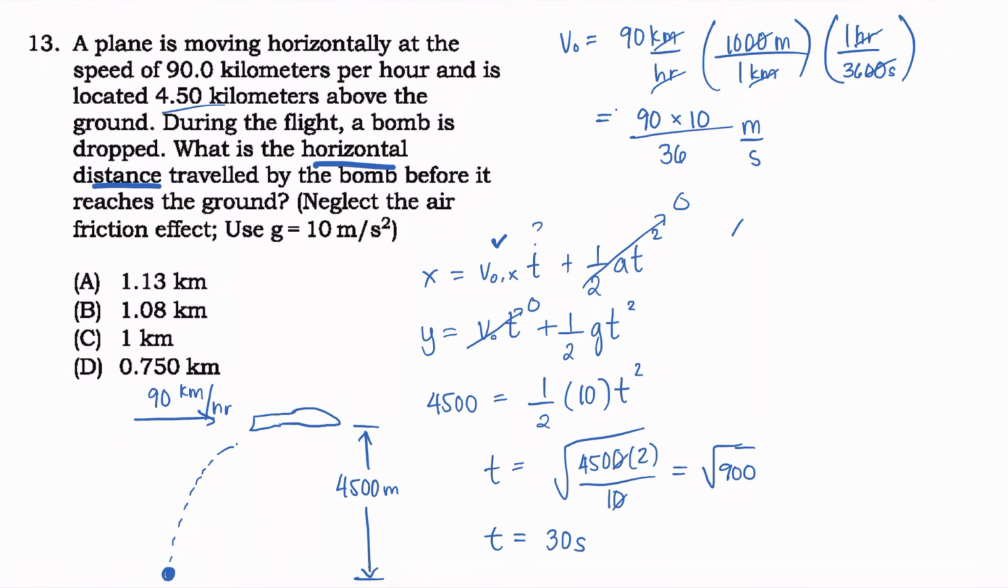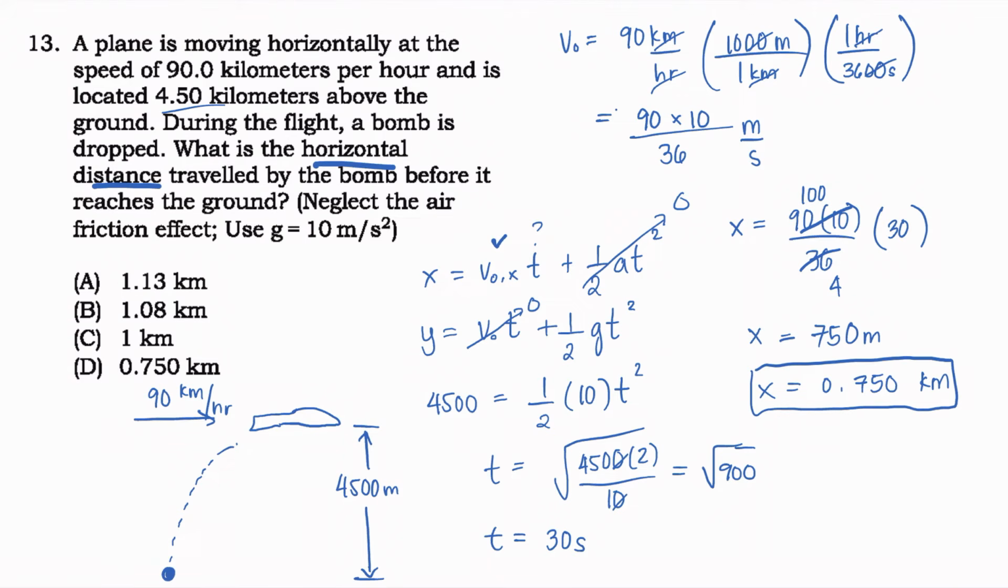Meter per second. I-substitute na natin sa formula. Yung V0 natin is 90 times 10 over 36 times yung time na 30 seconds. Ito 900 to, diba? 900 divided by 36. So, ito magiging 100. Ito magiging 4. And then, yung makukuha nating sagot, yan. Pwede nyo i-try i-solve manually without using your calculator. Pero dito hindi ko na ipapakita since wala na ring space. Yung makukuha nating sagot is 750 meters, which is also equal to 0.750 kilometers.